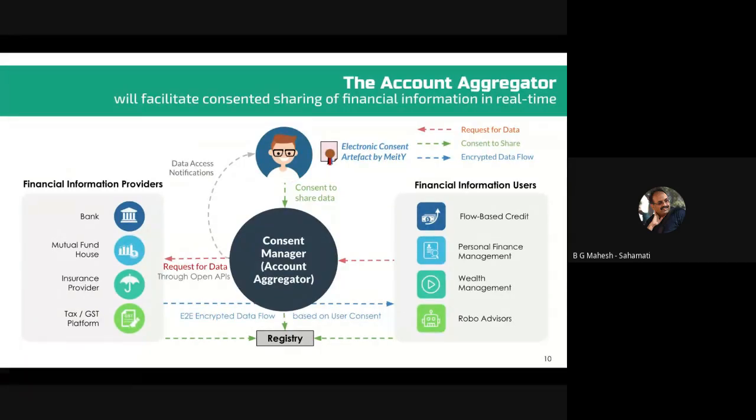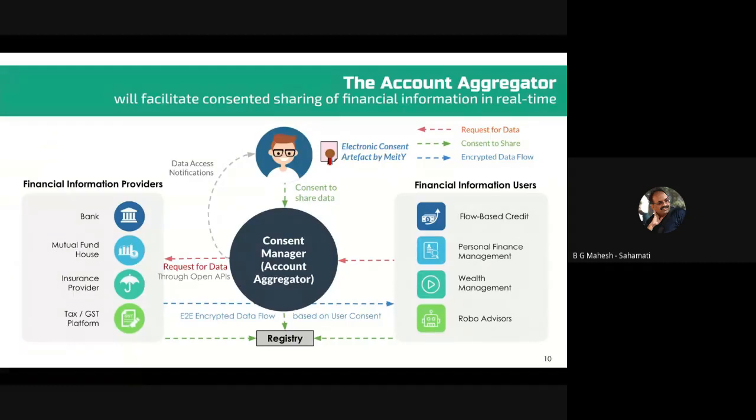Last October, GST was approved to be an FIP, even though they are not under any of these 4 regulators. RBI and the Department of Revenue agreed, and it was approved that GST can be an FIP also. So going forward also, we expect many more such new sectors will be part of this AA framework. I will quickly explain a flow.